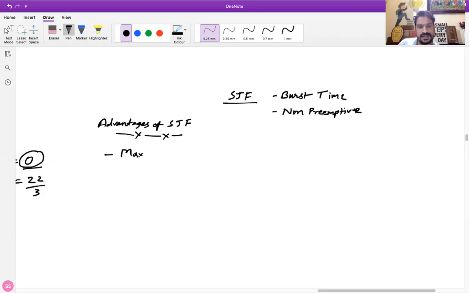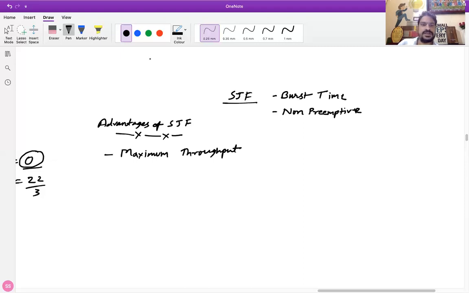it has the maximum throughput. So shortest job first has the maximum throughput of whatever scheduling algorithms we have seen. What is the meaning of throughput? In a duration of time, how many processes have been executed.